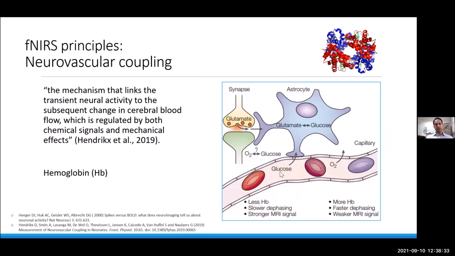Now, let's talk about fNIRS first. I have a few principles to share with you. The first one is neurovascular coupling, which is represented visually in the picture on the right-hand side. Can you see that? It is defined as the mechanism that links transient neural activity to the subsequent change in cerebral blood flow, which is regulated by both chemical signals and mechanical effects.